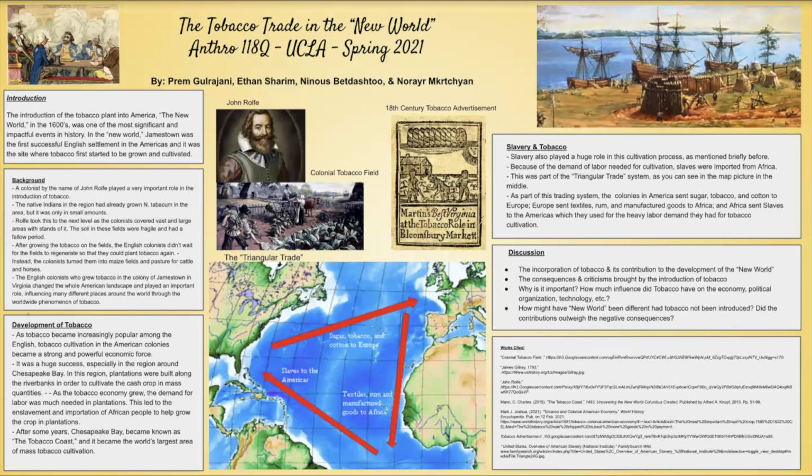As the tobacco economy grew, the demand for labor in these plantations led people to rely on slaves, which led to the import of African people to help grow the crop. And as mentioned before, the Chesapeake Bay became known as the Tobacco Coast because of the amount of tobacco cultivation that was happening.